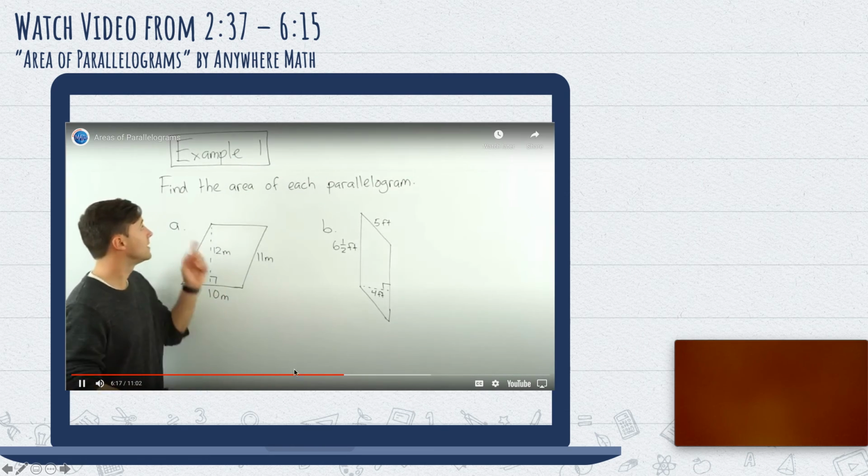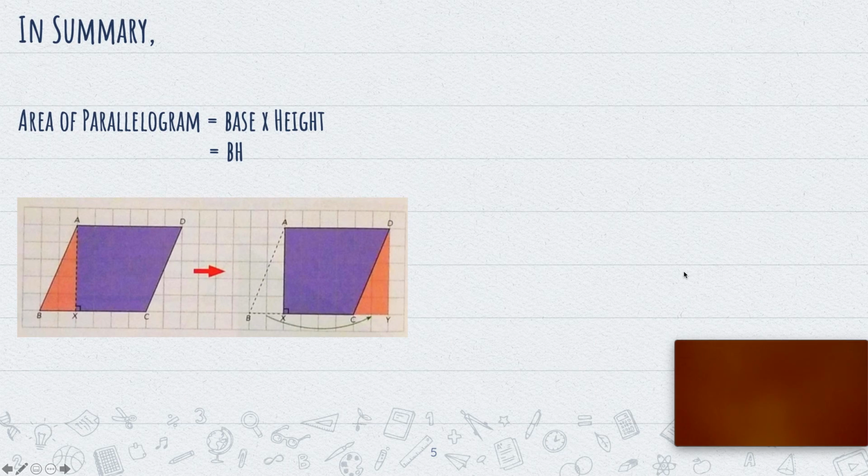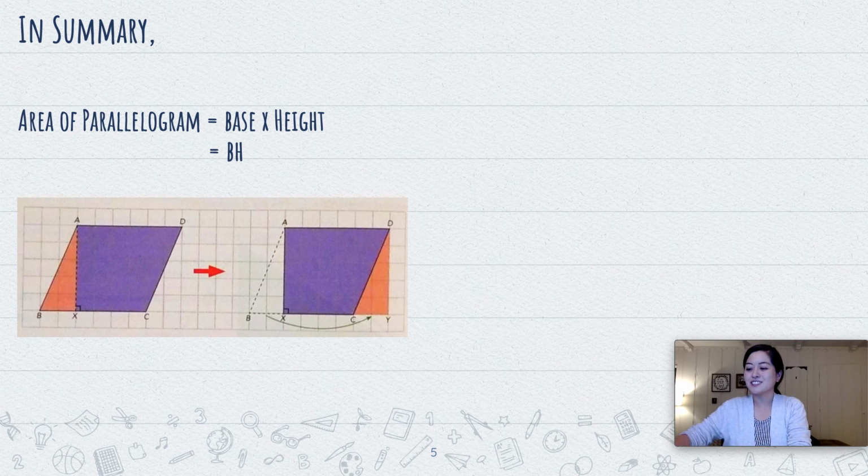All right, example one. Find the area of each. Okay, so in summary, the area of a parallelogram is base times its height. And remember, the height has to be perpendicular to the base, and you can denote it as b times h.